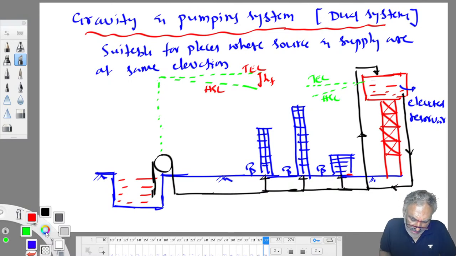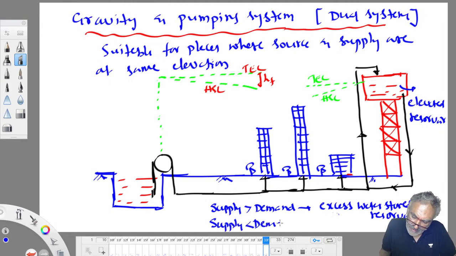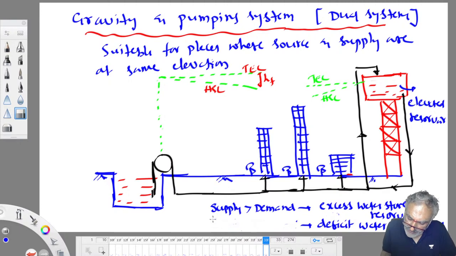So whenever supply is greater than demand, the excess water goes to the reservoir and is stored in the reservoir. When supply is less than demand, then the deficit water is drawn from the reservoir. Okay? That's how the reservoir helps us to meet the supply, matching with the demand. So supply matches the demand because of the reservoir.